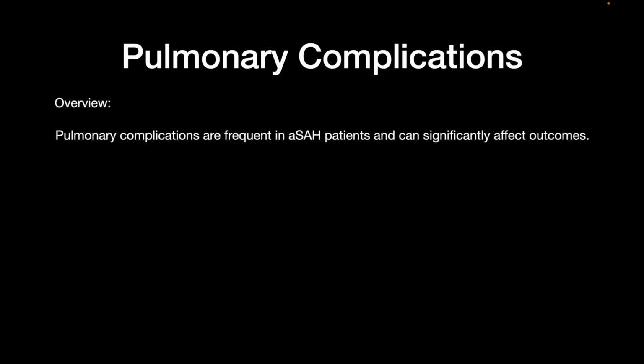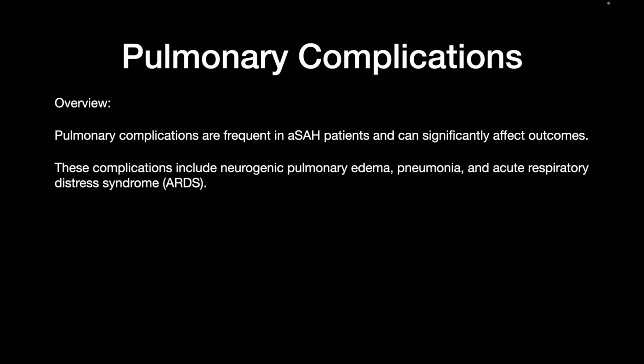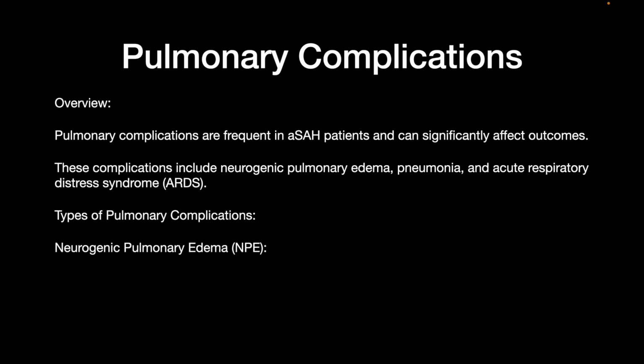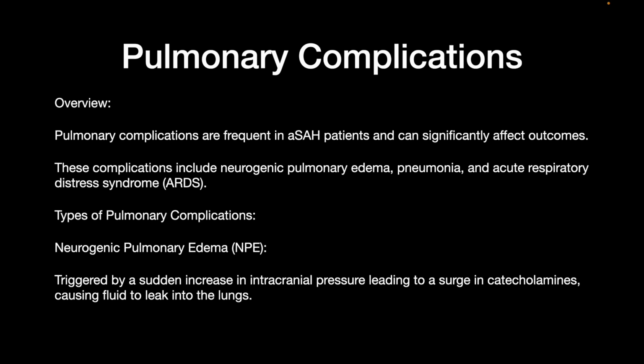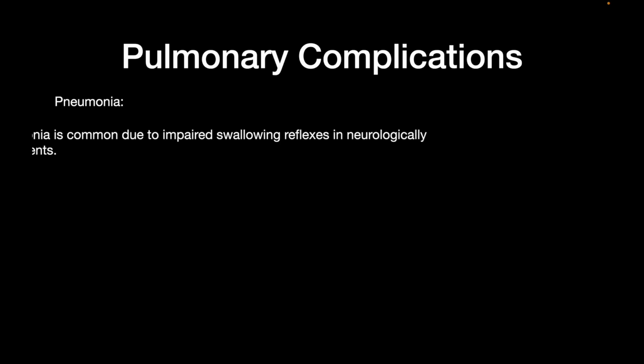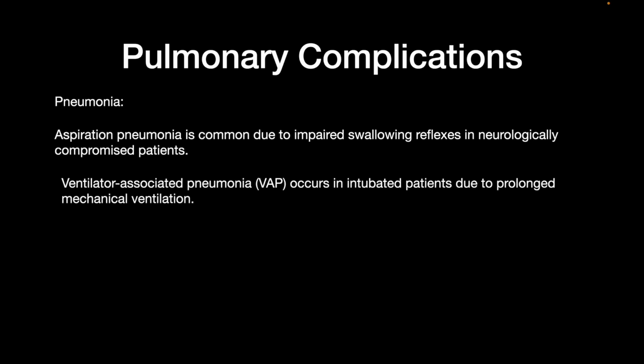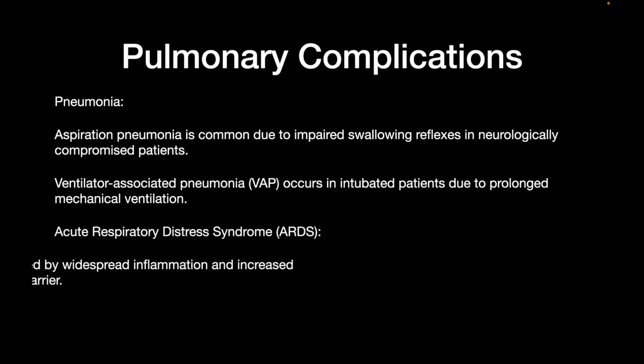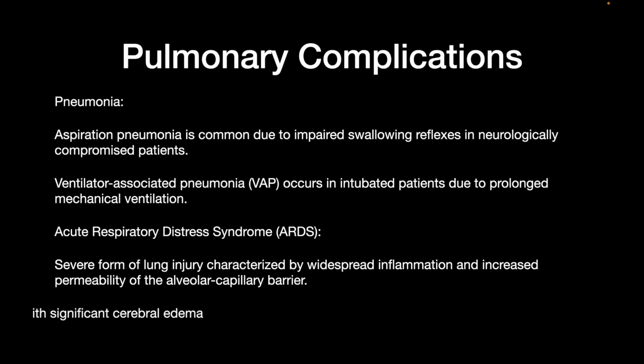Finally, the pulmonary complications are also quite significant and occur quite frequently with subarachnoid hemorrhage. These complications are pulmonary edema, pneumonia, and ARDS. The non-cardiogenic pulmonary edema is triggered by a sudden increase in intracranial pressure leading to a surge in catecholamines, causing a leak in the lungs. It presents as acute respiratory distress with rapid onset of breathing difficulty and hypoxemia. The next is pneumonia, where the patient can develop aspiration because of poor swallowing reflexes, or VAP when the patient is on a long-term ventilator. Any of these complications can aggravate into bilateral involvement and ARDS.